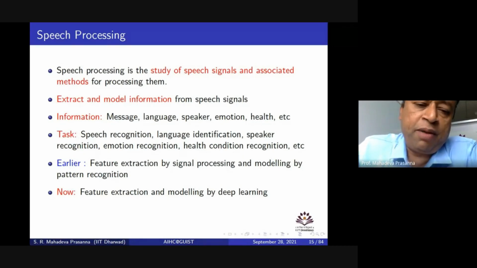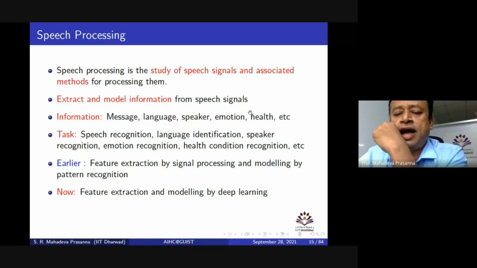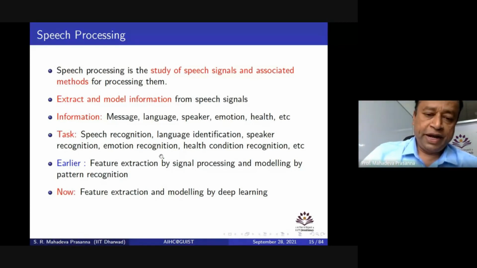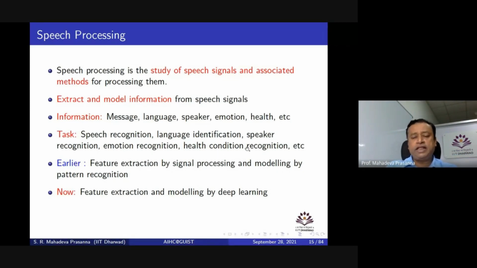Of course, predominantly information means message, language, speaker, emotion, and health. I am focusing on the health aspect and how this health related information can be decoded from the speech signal. We can use speech for different tasks like speech recognition, language identification, and so on, and health condition recognition. Our focus is on health condition recognition. Earlier, we had feature extraction by signal processing and modeling by pattern recognition, whereas nowadays both feature extraction and modeling happen by deep learning.